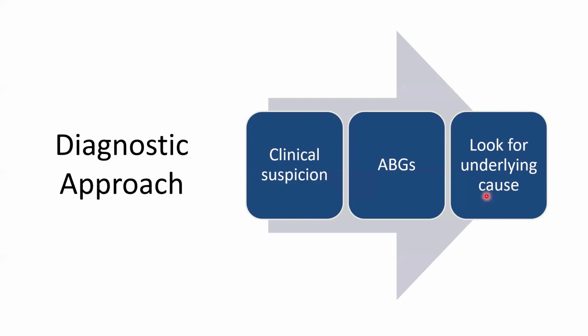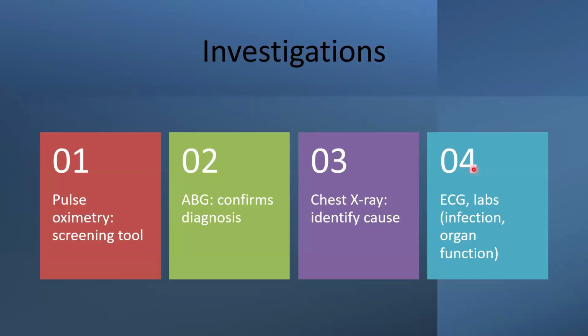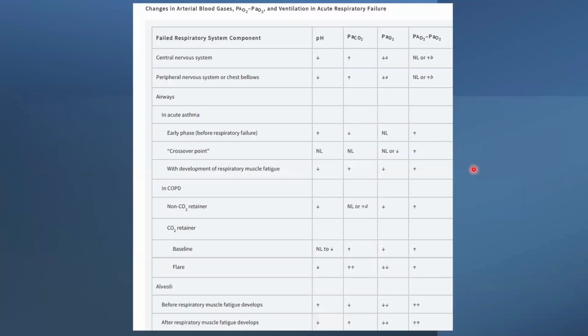The diagnostic approach: first, you should suspect on the basis of clinical assessment that the patient may be in respiratory failure. Screening is done by pulse oximetry, ABG is done to confirm the diagnosis, and then you should always look for the underlying cause of respiratory failure. Pulse oximetry is a screening, ABG is confirmatory, chest X-ray to look at the cause, and other investigations to look at the cause and severity of respiratory failure as well.